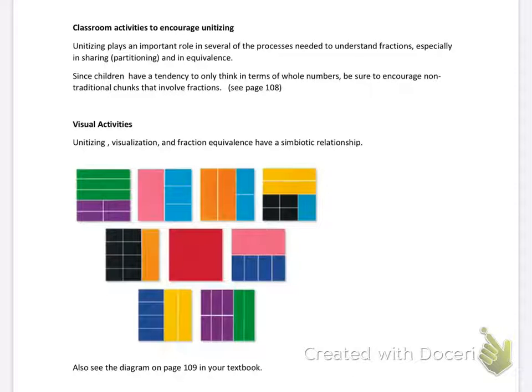Classroom activities to encourage unitizing. Unitizing plays an important role in several of the processes needed to understand fractions, especially in sharing, partitioning, and figuring out what fractions are equivalent. Since children have a tendency to only think in terms of whole numbers, be sure to encourage non-traditional chunks that involve fractions.